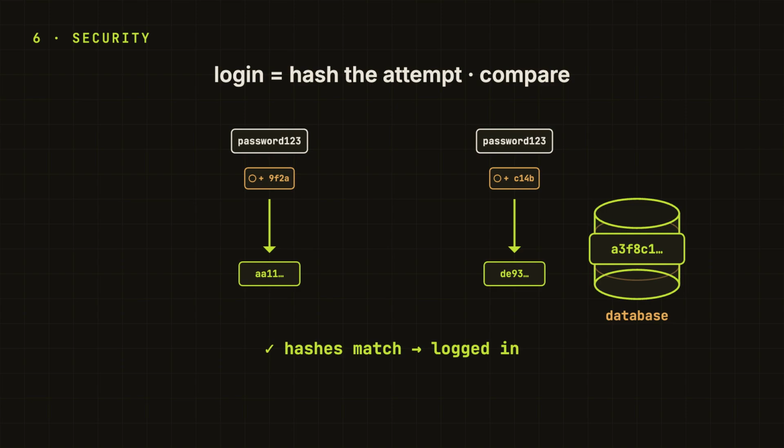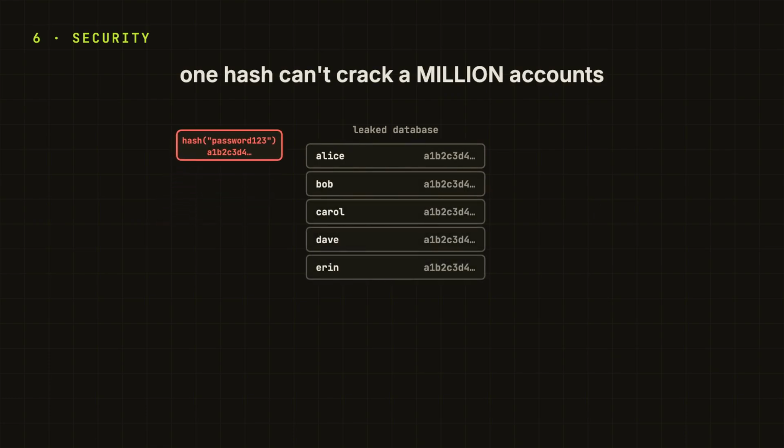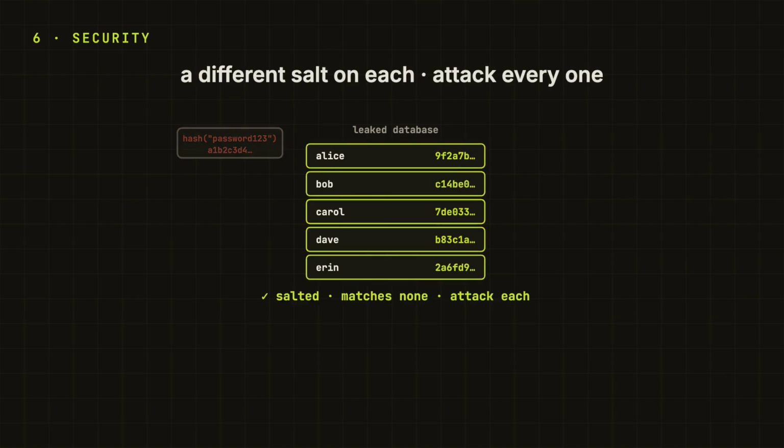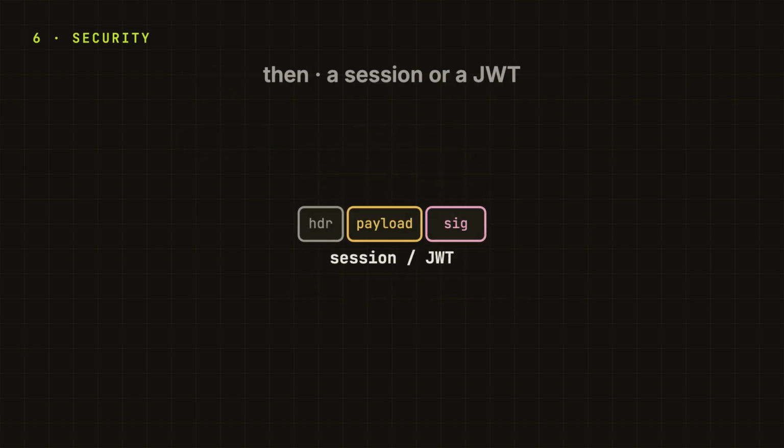The real point of the salt is that an attacker cannot guess one password, hash it once, and match it against a million stolen accounts with a different salt on each. He has to attack every account separately. When someone logs in, you hash their attempt and compare the hashes. And after login, you give them a session or a JWT, exactly as we discussed earlier.